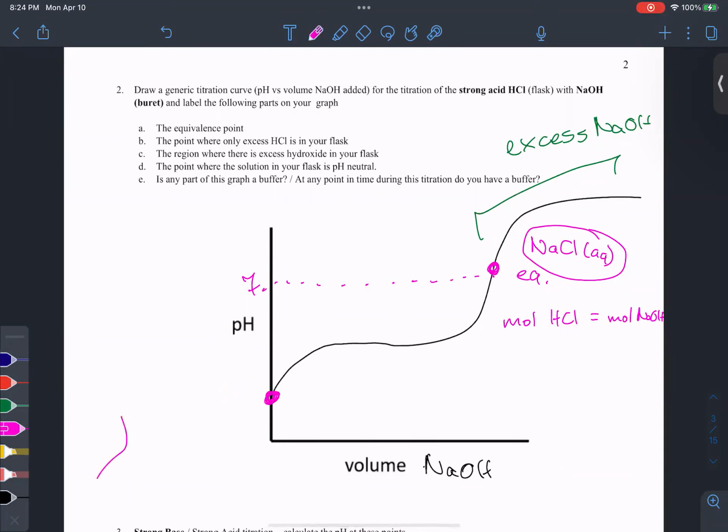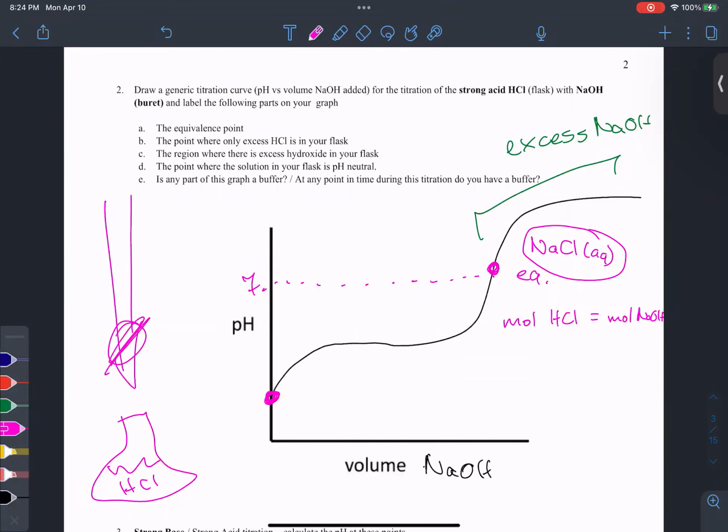Before you even start your titration, we have HCl in this Erlenmeyer flask. You got your beaker. Didn't you guys do a ton of these in lab? Yeah, okay. Hopefully this looks familiar. You put your pH meter into the HCl solution. What's the pH meter going to read? It's going to be acidic, yes.